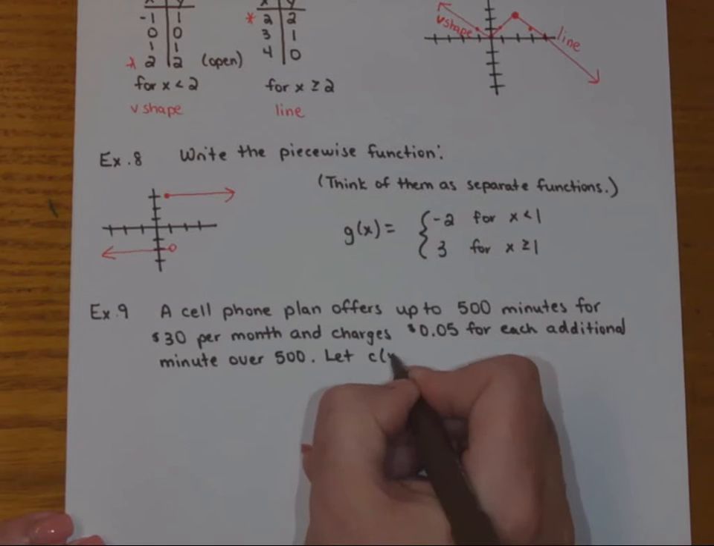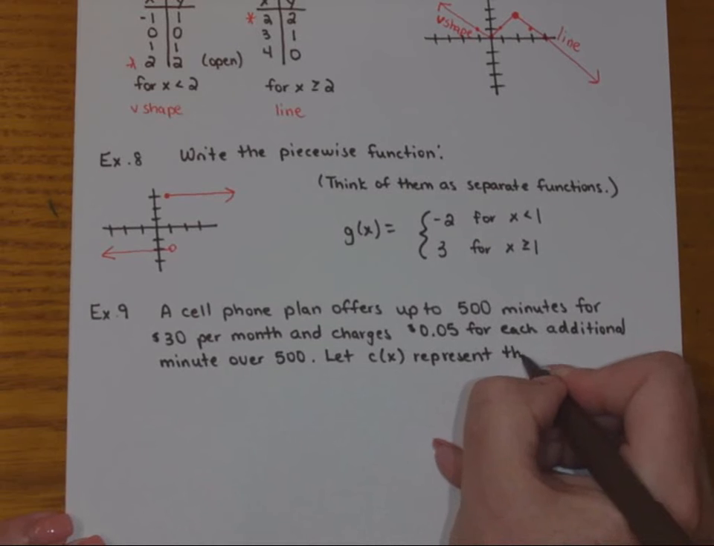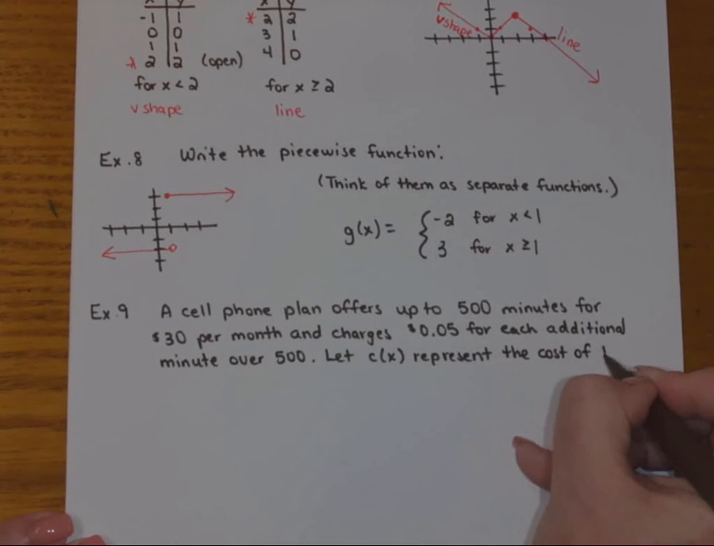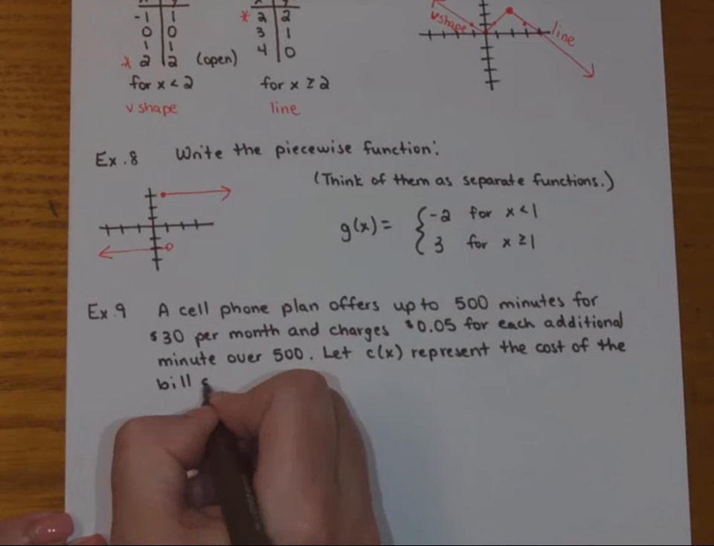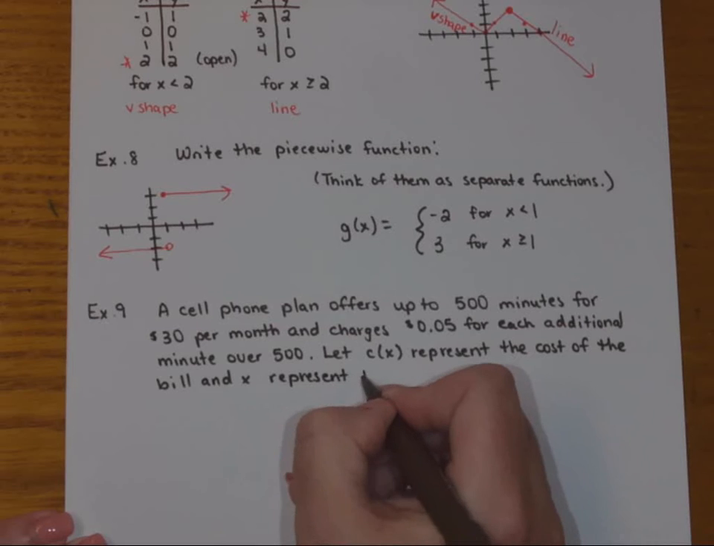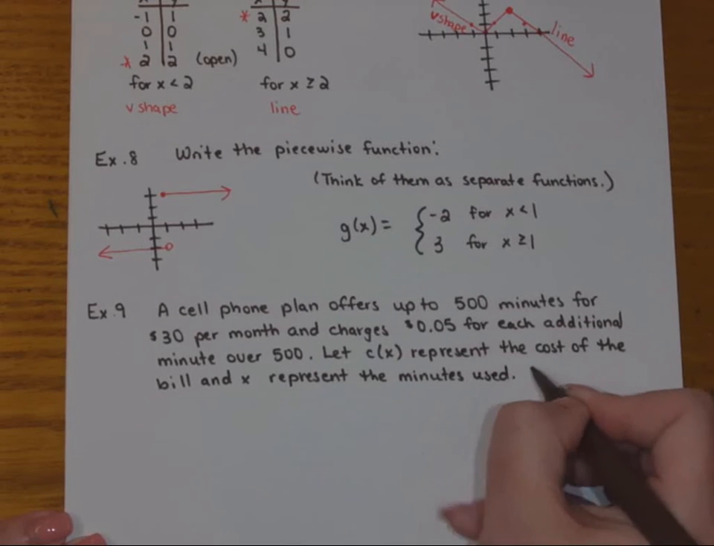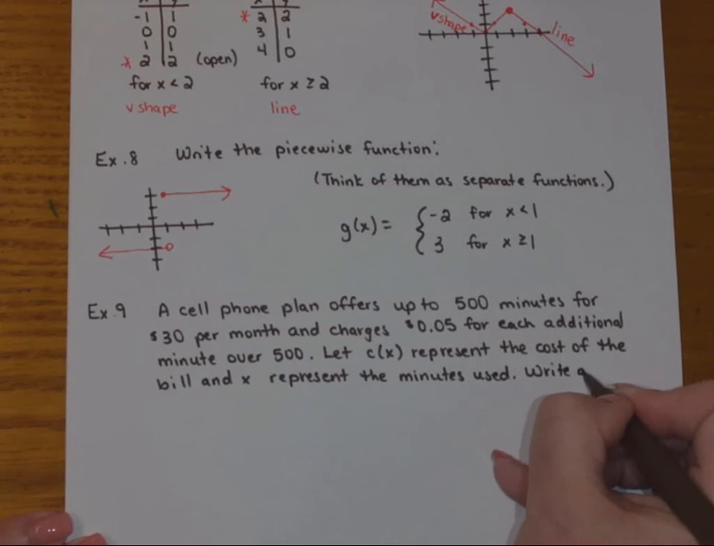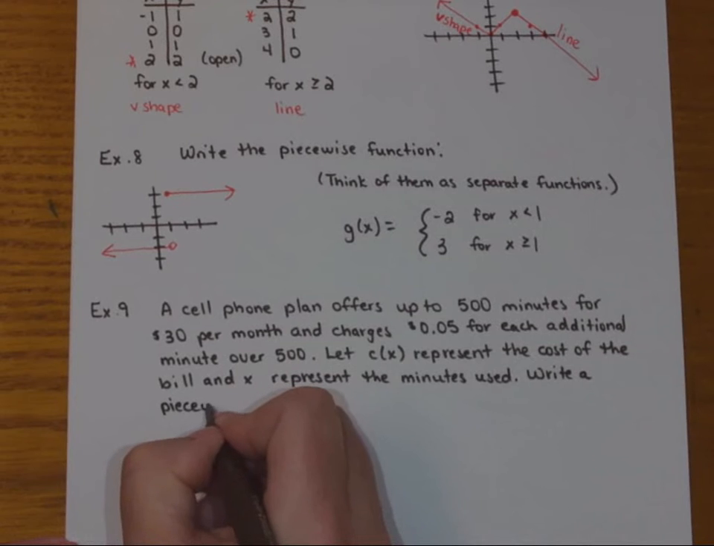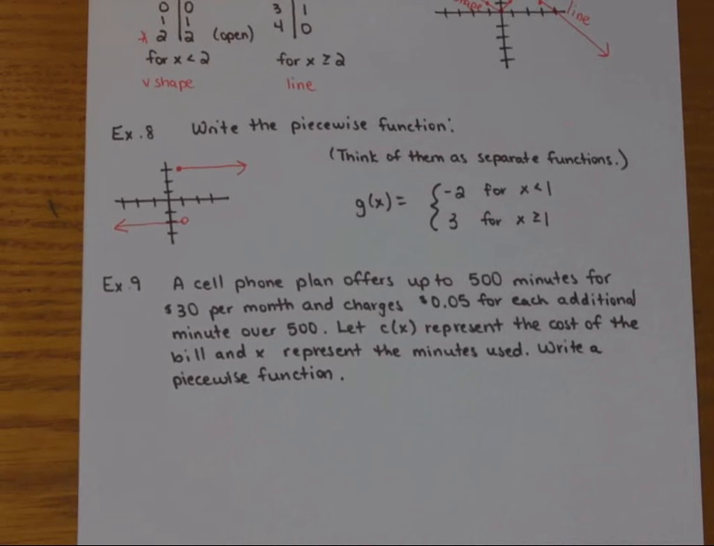All right, so we're going to let C of x represent cost. Notice that's function notation, and we use C because we're speaking about cost. So C of x is going to be the cost of the bill, and we're going to use x to represent the number of minutes used. And I want you to write a piecewise function. So again, I'm asking you to take some information and write your own piecewise function, which is usually a little tougher than taking a piecewise function that's already in existence and doing something with it.